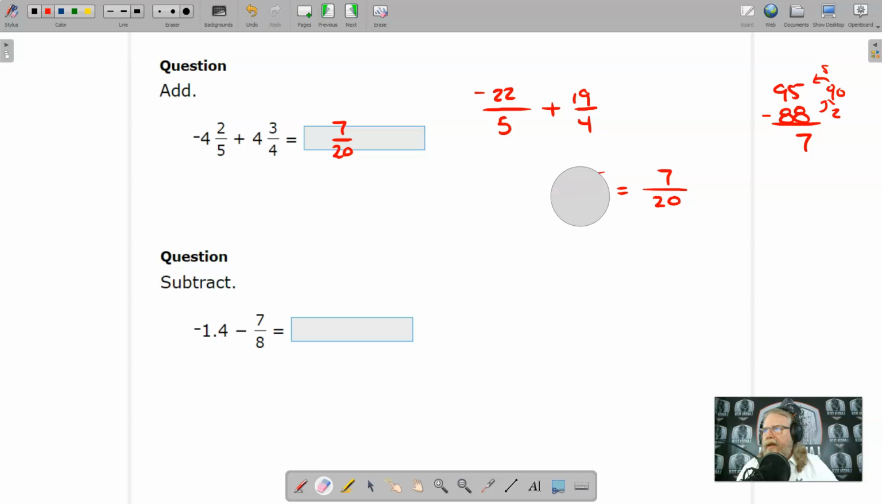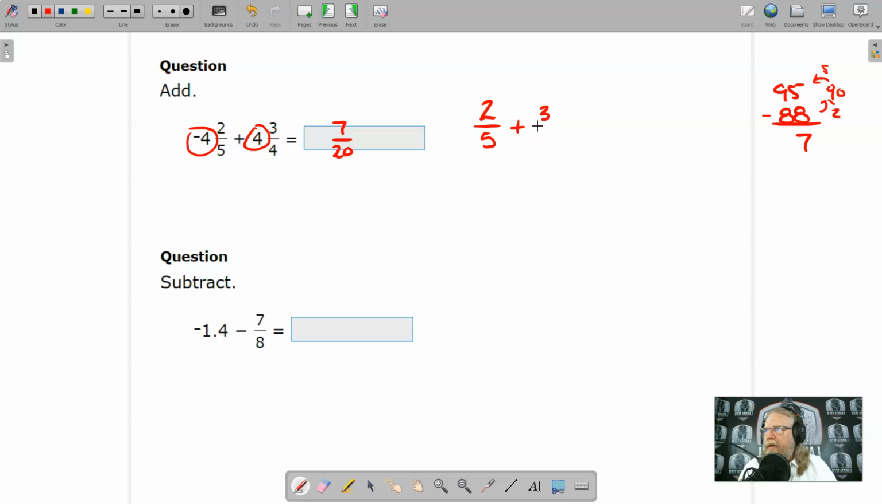Now, another way we could have done this is, think about this. The negative 4 is going to be offset by the positive 4. So those would just cancel each other out, right? So let's see if this will work. Can we take 2/5 and add to it 3/4? Now, still our like denominator is going to be 20. And to get 5 times 4 to 20, 2 times 4 is 8.